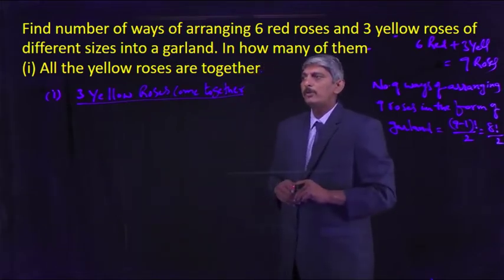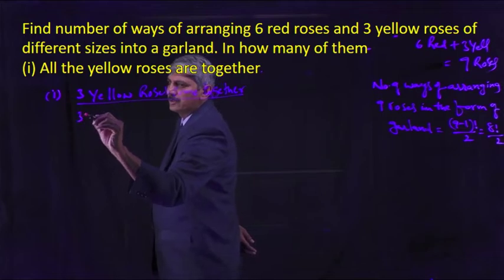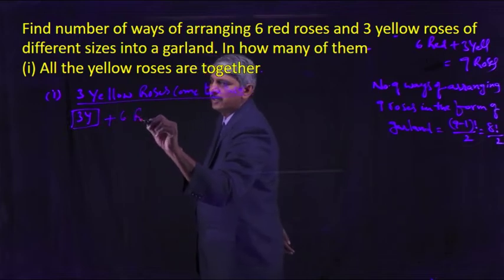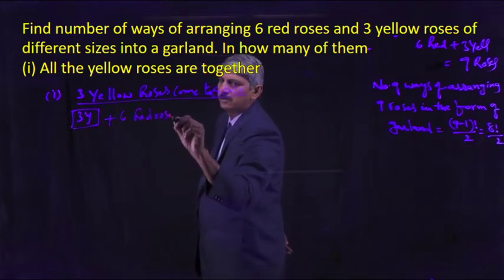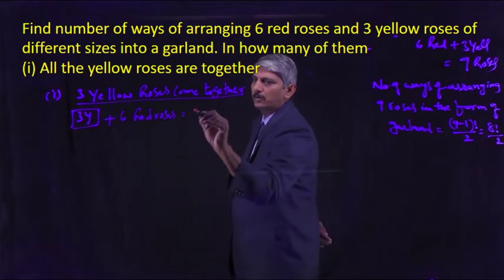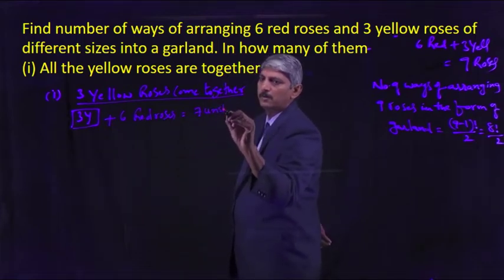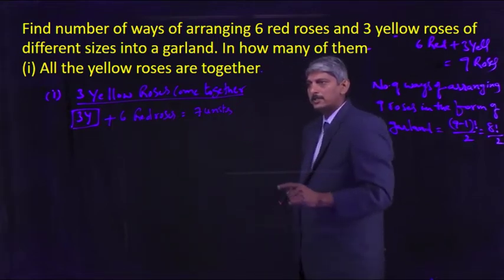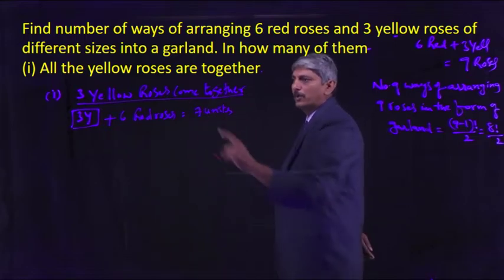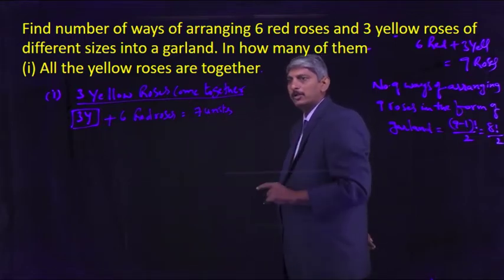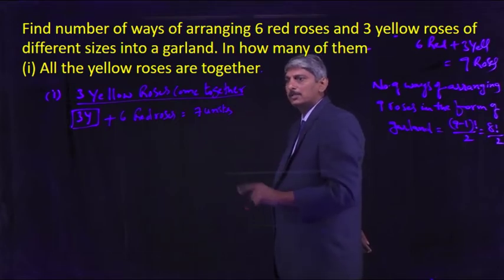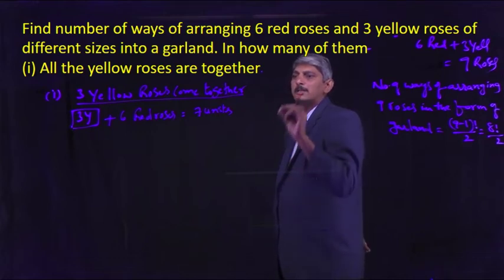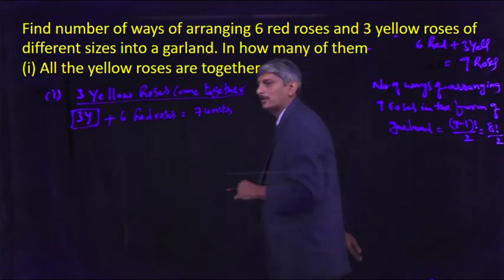3 yellow roses come together means the 3 yellow roses are taken as one unit, plus 6 red roses, all different. In total we have 7 units: 6 red roses plus 1 unit of 3 yellow roses. Now these 7 units can be arranged around a circle in how many ways? n minus 1 factorial, that is 7 minus 1 factorial.